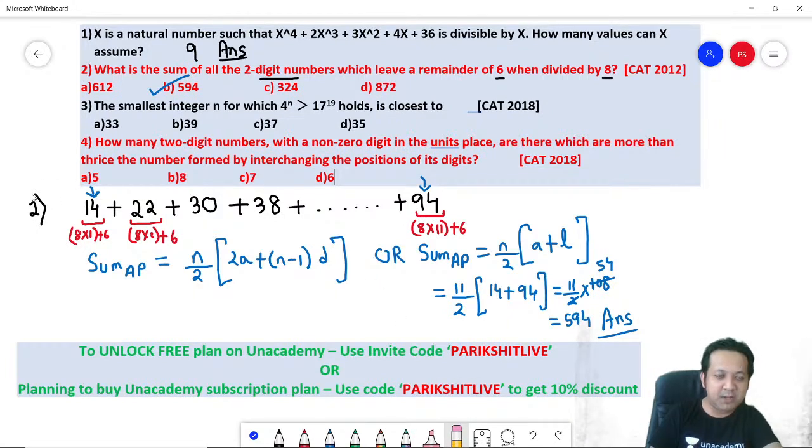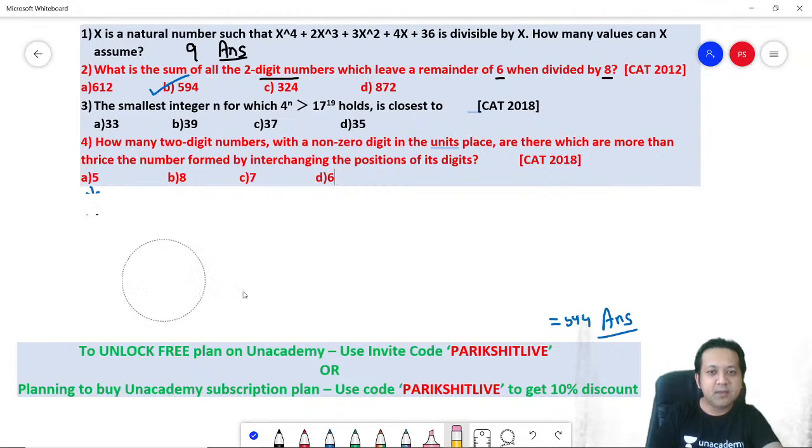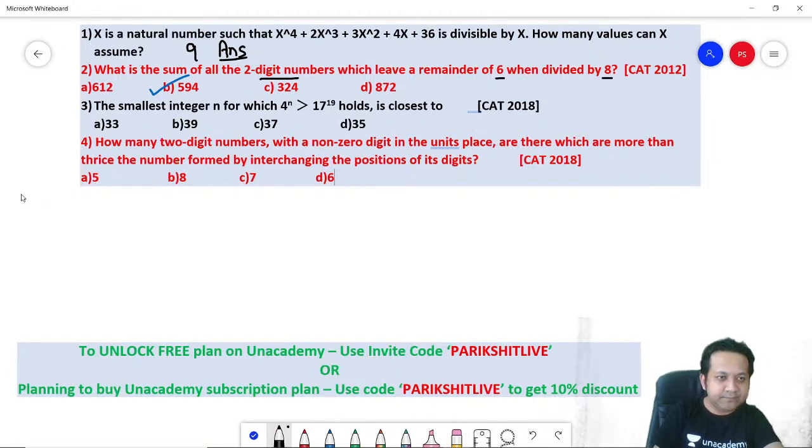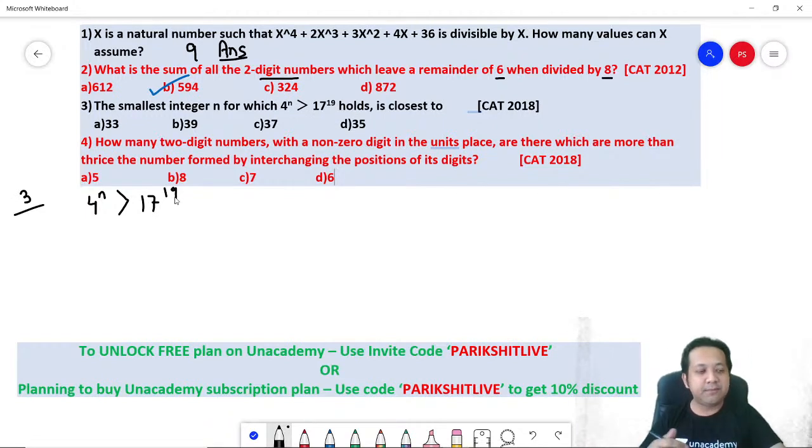Let's go to question number 3. This is from CAT 2018. Correct? What is the smallest integer n for which 4 to the power n is greater than 17 to the power 19? Now think about it. 4 to the power n should be greater than 17 to the power 19. Yes?